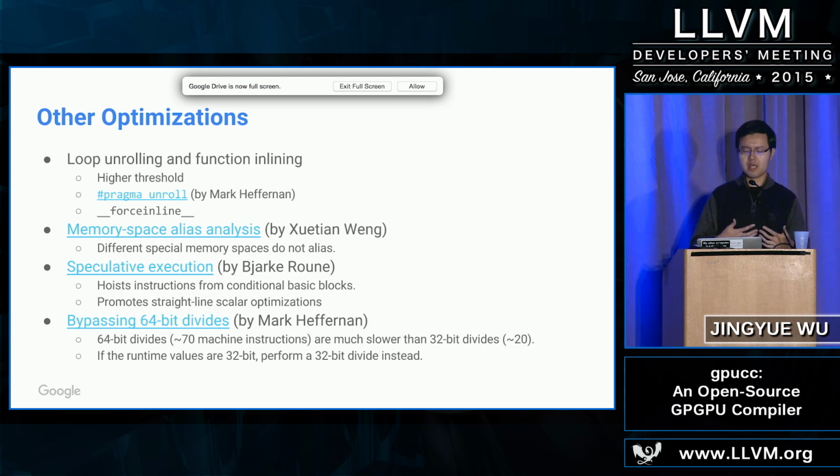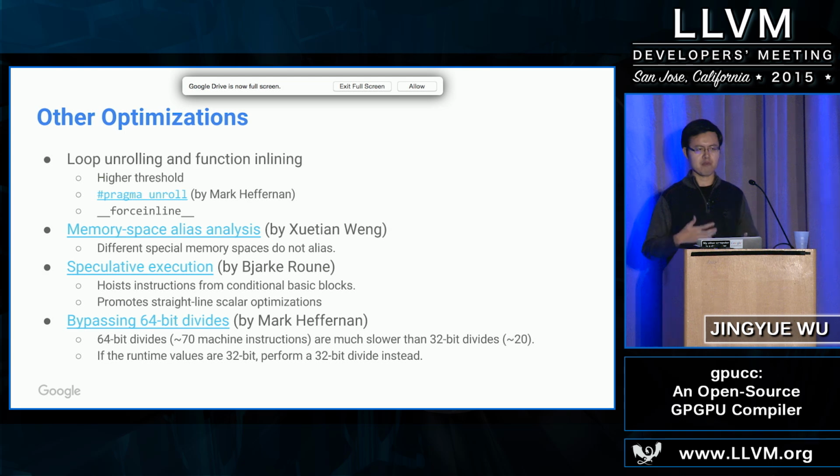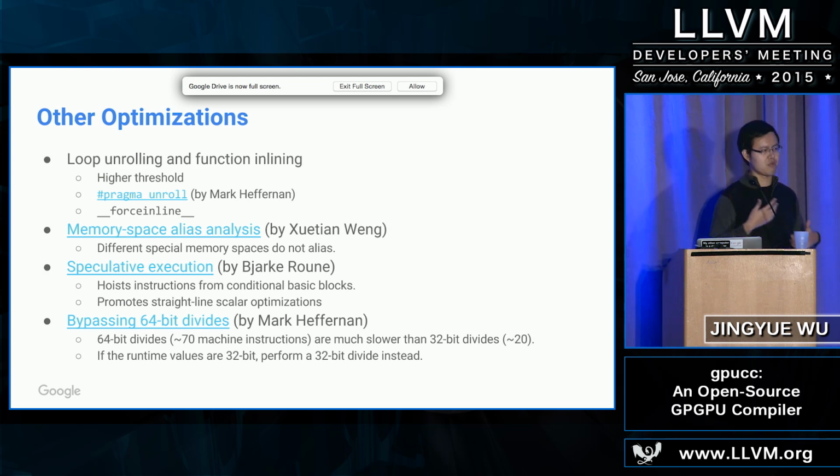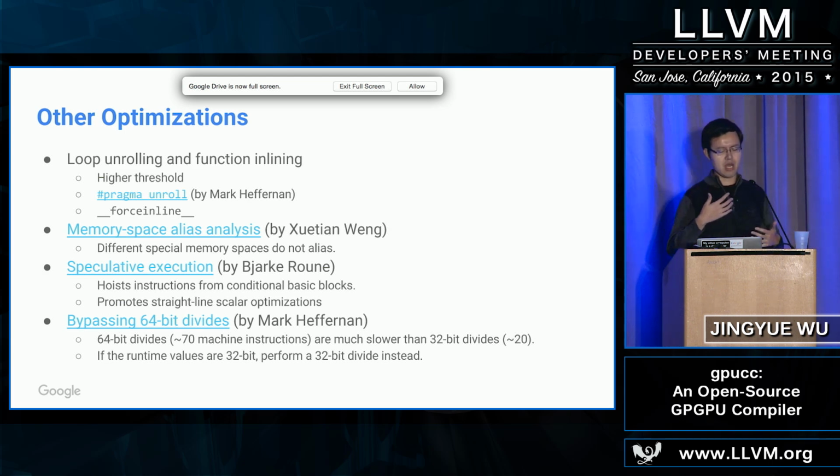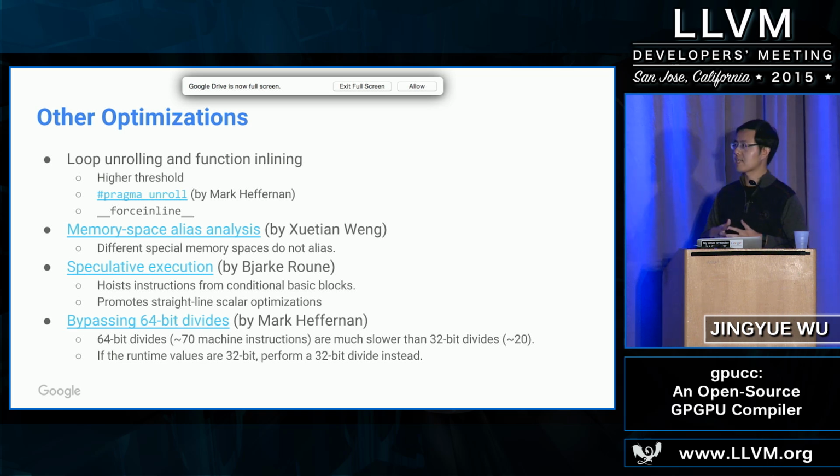We also allow programmers to use pragma unroll and force inlining to instruct the compiler to force unrolling of a loop or inlining of a function. By the way, pragma unroll was added by Mark Heffernan, one of my teammates. This pragma is not only for CUDA, you can use it for any language using Clang. It's integrated already. The next one is memory space alias analysis.